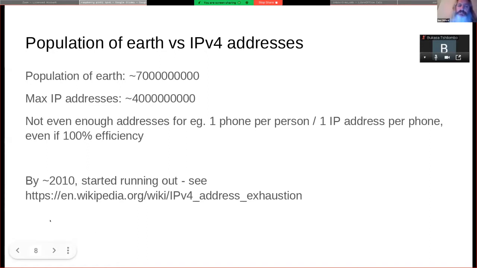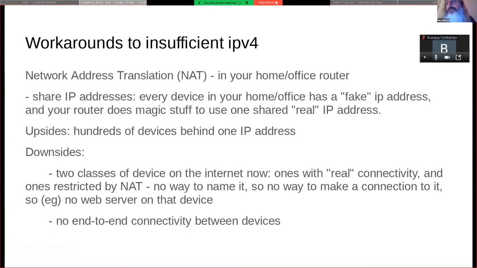And in 2010 was the first time when they really started running out. So there's workarounds. The most common one is that in your home or your office, every device in your network gets given a fake IP address, and your router has one real IP address that it somehow shares. Everyone in your house will share that IP address. So the upside there is you can have hundreds of devices just using one IP address.